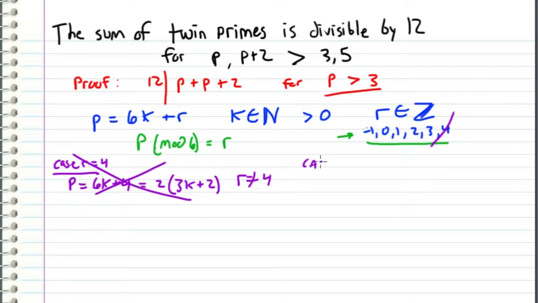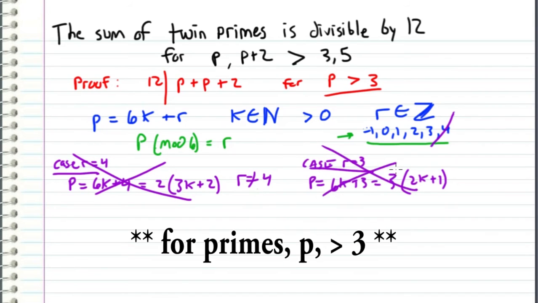So now let's check the case where r is equal to 3. And if r is equal to 3, we express the prime p as 6k plus 3, or we can now factor out a 3. And this suggests that this prime number is divisible by 3, but that contradicts with the definition of a prime, and we eliminate 3 from the list.